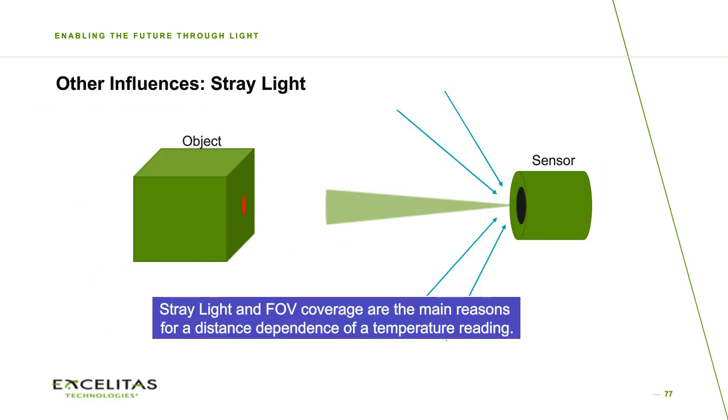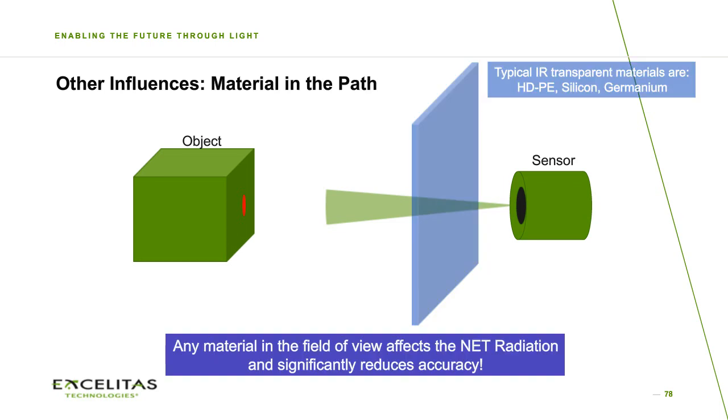Then other influences: I said stray light and field of view coverage are the main reasons for distance dependency of a temperature reading. Now, I talked about this a lot. Then in the application, customers come back and ask us, can we actually put a window in front of the sensor because we want to protect the sensor? I can tell you, such a sensor does not have to be protected. The surface of silicon is actually very robust, and even sensors with just a flat window with an anti-reflective coating can withstand cleaning processes without any problems.